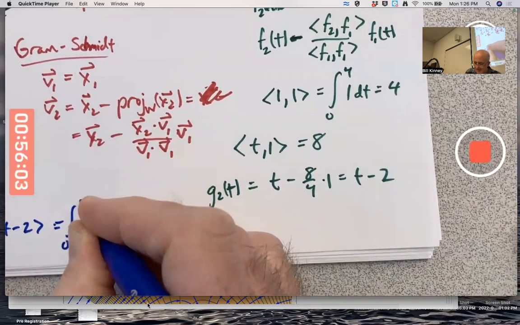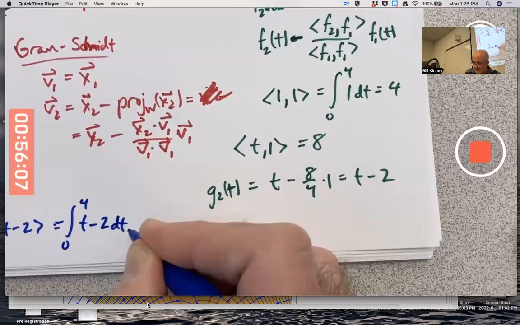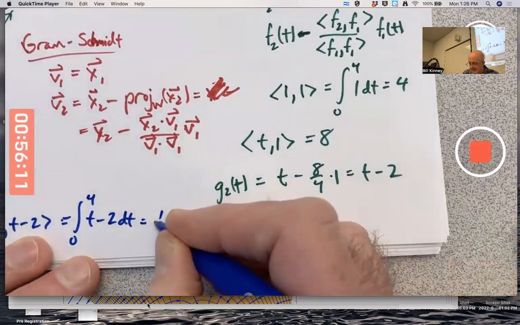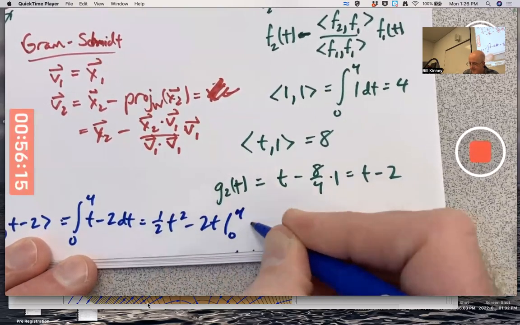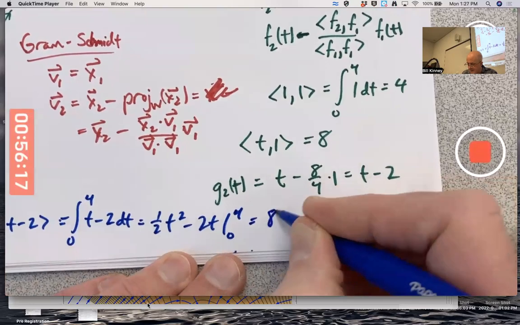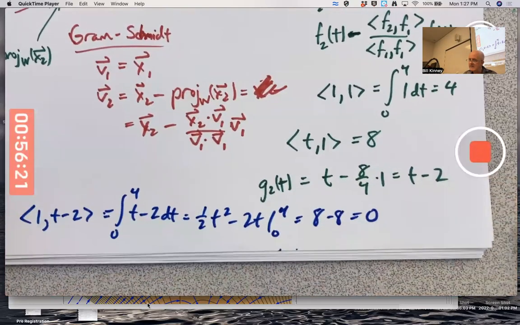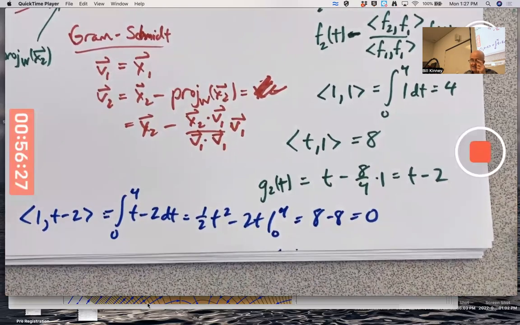Take the inner product of 1 and T minus 2 with respect to the inner product. So integrate the product of these two functions from 0 to 4. You can see, hopefully already, that is going to have a net area of 0. It does integrate to 0 if you want to see it by actually doing the details. You get 8 minus 8 in the end, you get 0. So 1 and T minus 2 are orthogonal in this inner product space. They form an orthogonal basis.